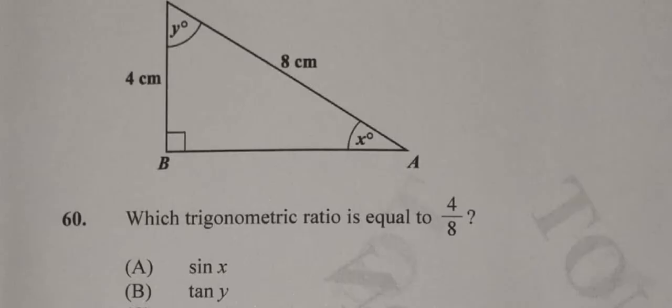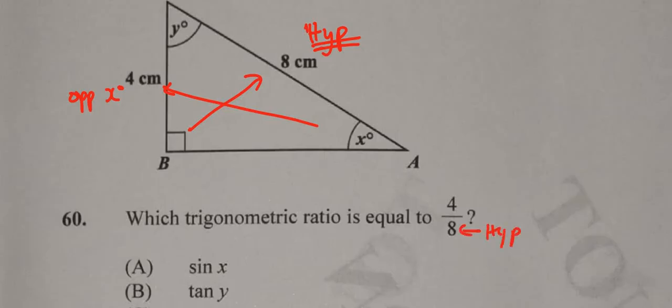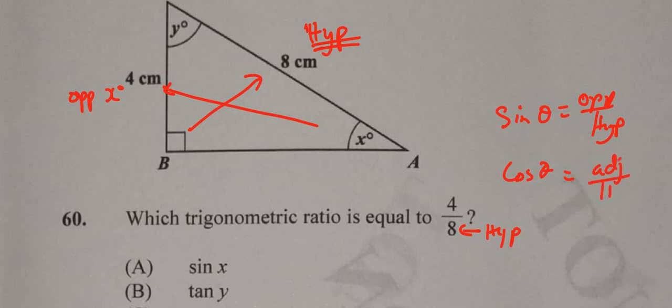Let's look at that. Because we have two acute angles, it's very hard to say which is the opposite. This 4 is opposite x. And this one, opposite the right angle, is the hypotenuse. So 8 is the hypotenuse. The only trig ratios that use the hypotenuse are sine, which is opposite over hypotenuse, and cosine, which is adjacent over hypotenuse.